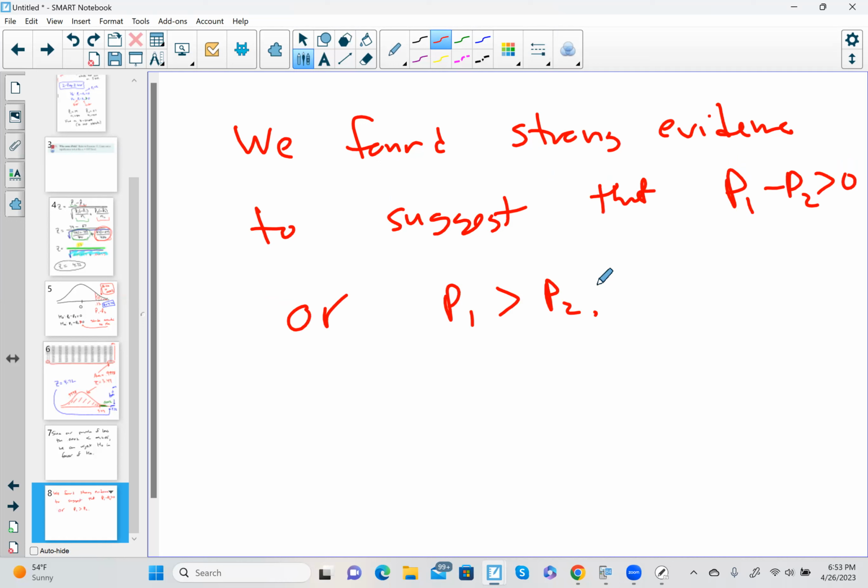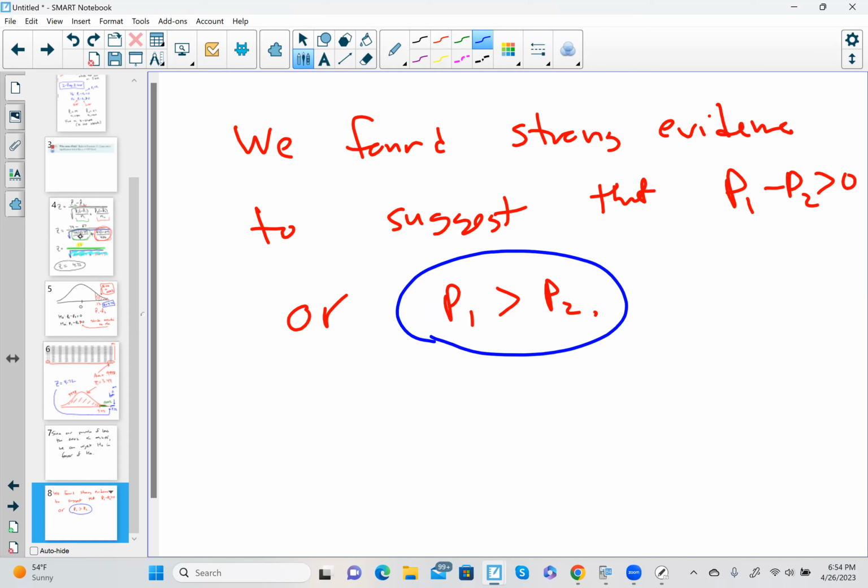Now, I'm saving us a lot of time by writing it this way. Don't forget, P1 is the proportion of teenagers who own an iPod. And P2 is the proportion of young adults that own an iPod. So what we've proven today is that the proportion of teenagers that own an iPod is significantly larger than the proportion of young adults that own an iPod. Okay, so let's pause for a minute. Do you have any questions for me about any of that?